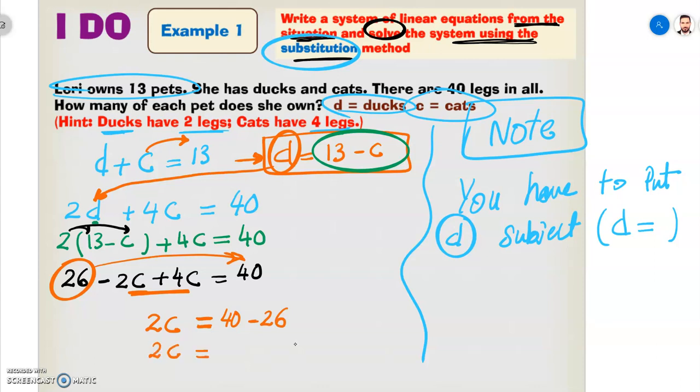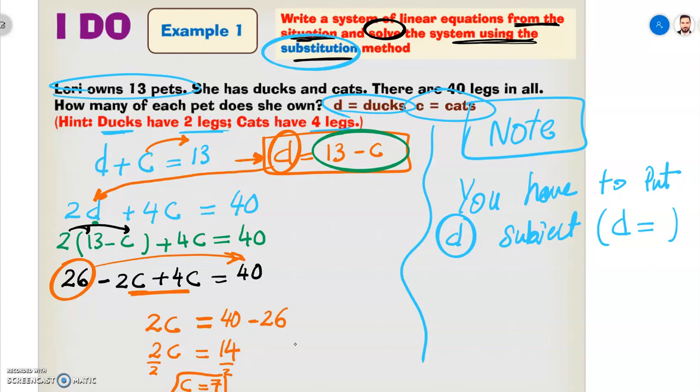40 minus 26 is equal to what, guys? Yes, it's equal to 14. Okay, and then if you have 2C equals 14, you have to divide both sides by 2. So C here is equal to 7, which is C, the number of cats.